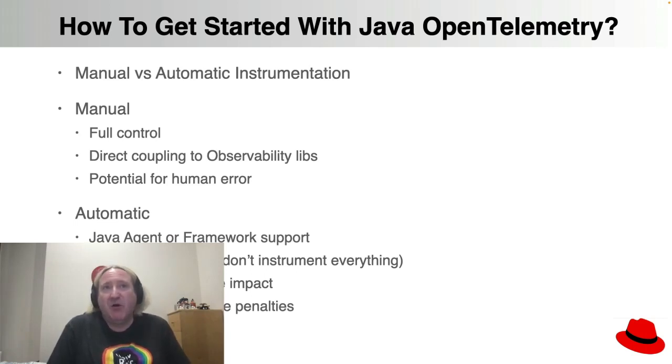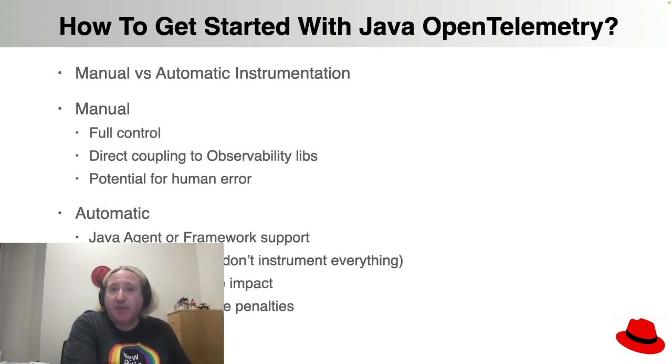There's also the horrible possibility of human error here, because what happens if you don't instrument the right things? Or you think something isn't important and it turns out to be important? Well, not only do you not have the data, but you may not know that you don't have it. So manual instrumentation can be error prone.